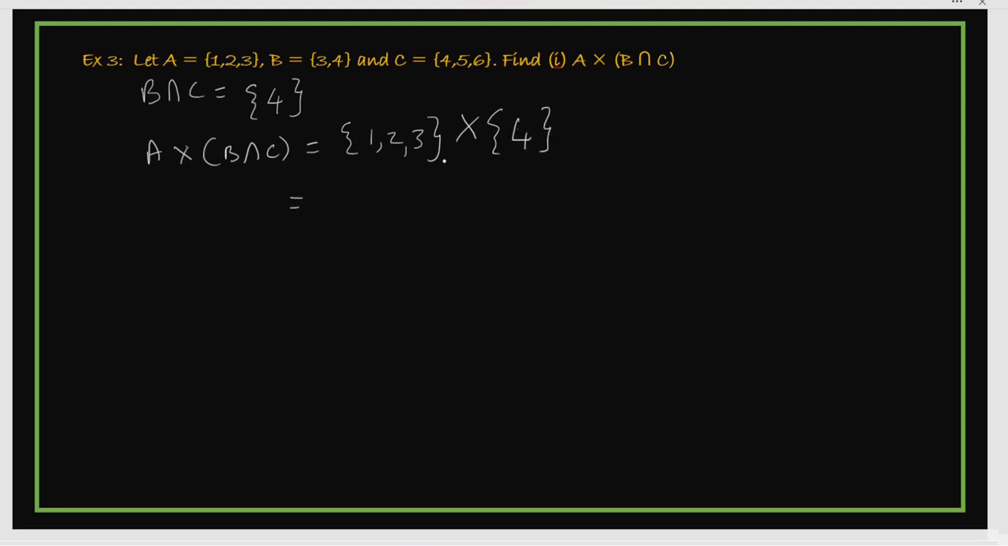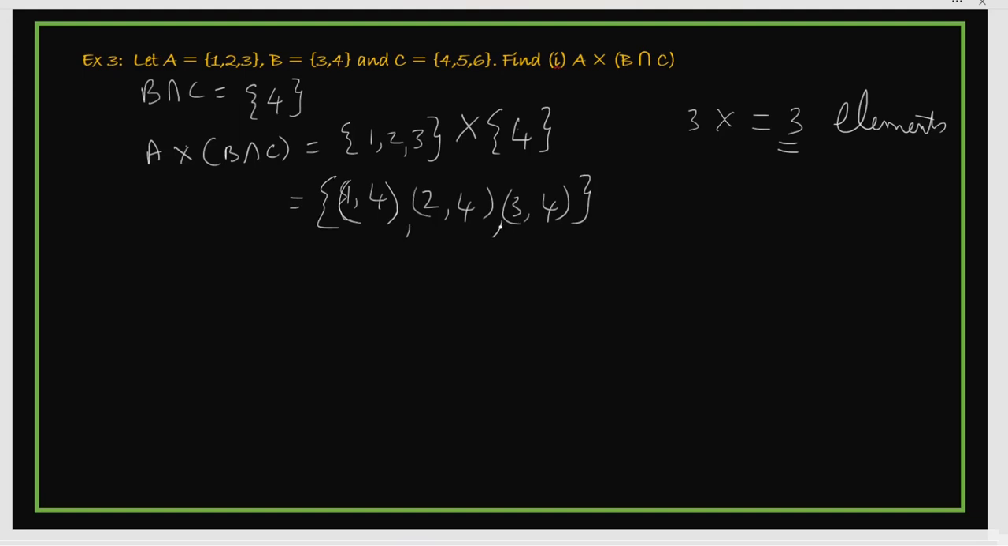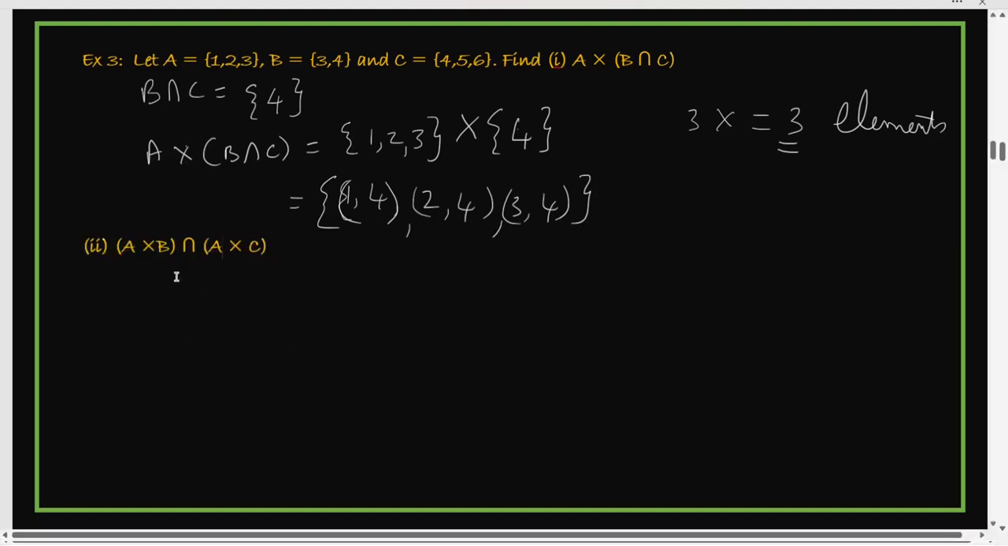So in this Cartesian product, how many elements are there? In this set 3 are there, here one element is there. 3 into 1 is what? 3. 3 elements will be there. This is for your rough estimation. So (1, 4), (2, 4), (3, 4). These are the elements in this Cartesian product. Right?